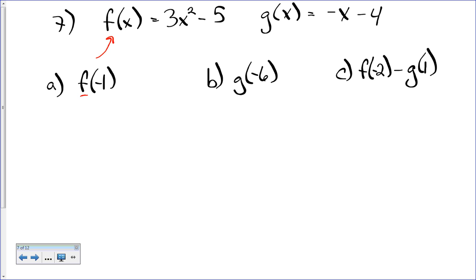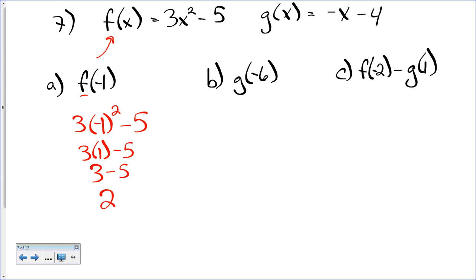Here's what people have been getting messed up, so let's make sure that you're doing this correctly. You plug it in, so it's 3 times x, which is negative 1, and that entire quantity squared, minus 5. You do your exponents first. Negative 1 squared is 1. So now you have 3 times 1 minus 5. That's 3 minus 5, which is 2.